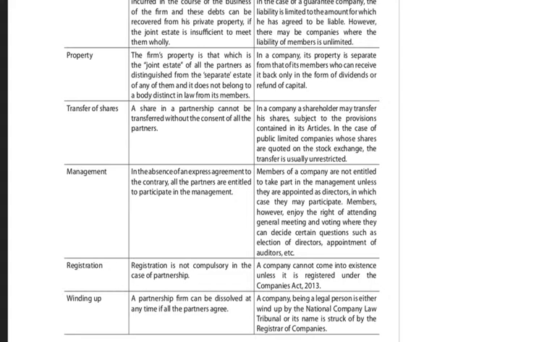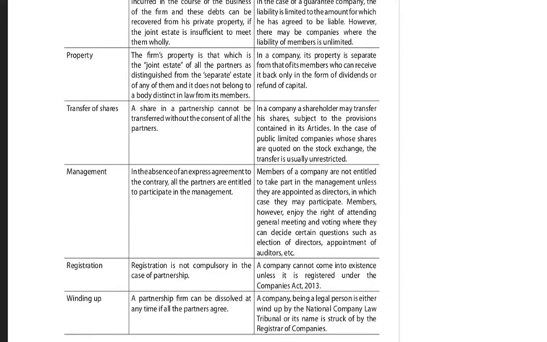A company cannot come into existence unless it is registered under the Companies Act 2013 or the earlier Act of 1956. So a company cannot come into existence without registration first, because it's a separate legal entity. For getting a separate legal entity, registration is mandatory. Otherwise, how would you become a separate legal entity without registration?